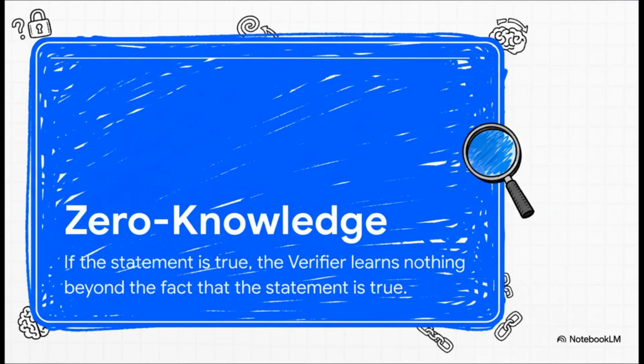And property number 3 is the most important one, the one that gives ZKPs their name: zero knowledge. This is the privacy guarantee. It means the verifier learns nothing, and I mean nothing, beyond the simple fact that the prover's statement is true. Victor is now totally convinced Peggy knows the password, but he has no more information about what the password is than he did before they started. The only thing transferred was a single bit of information. Yes or no, true or false.